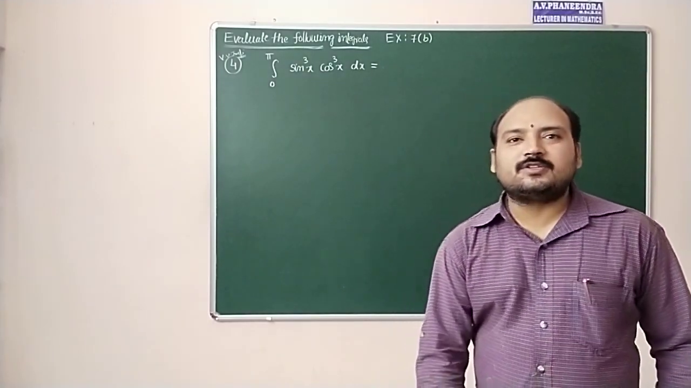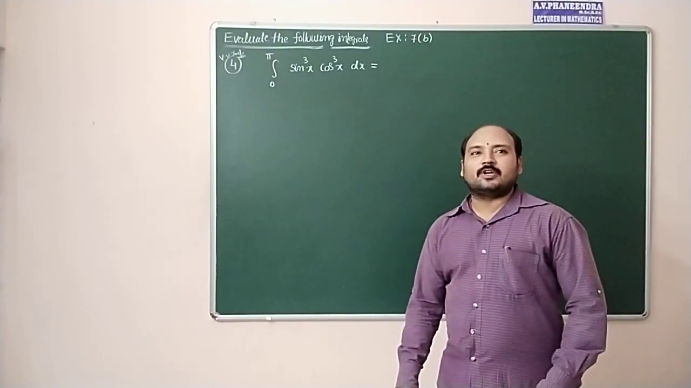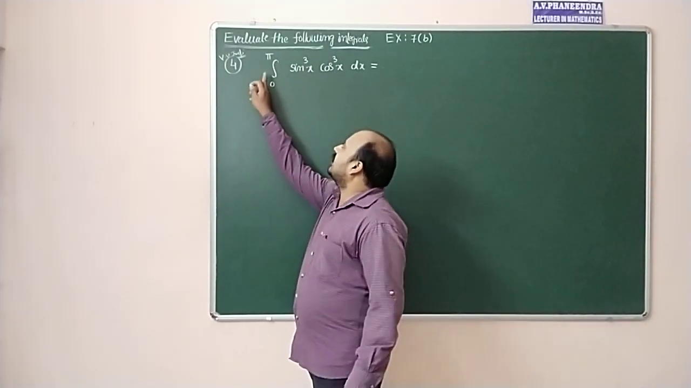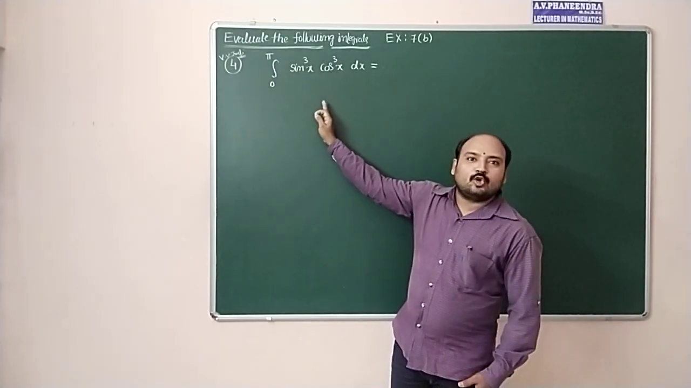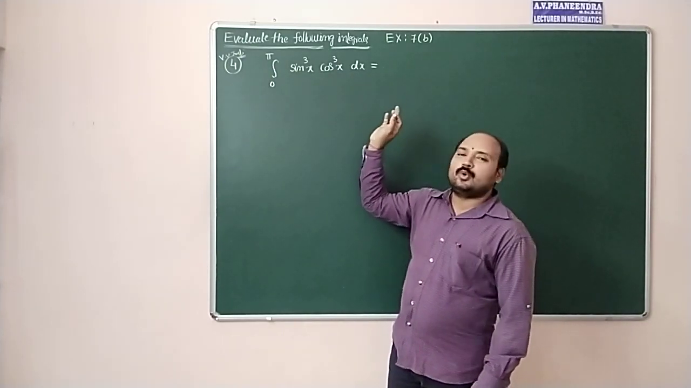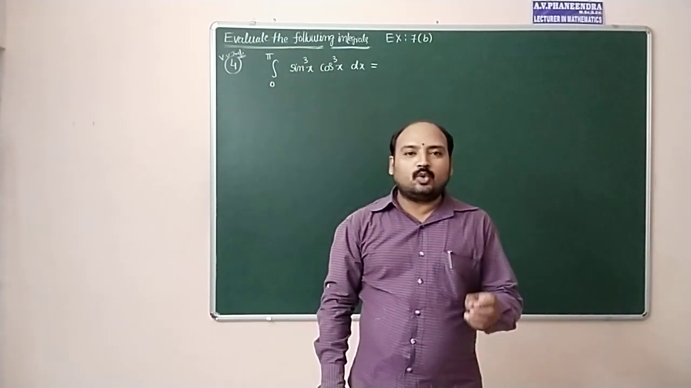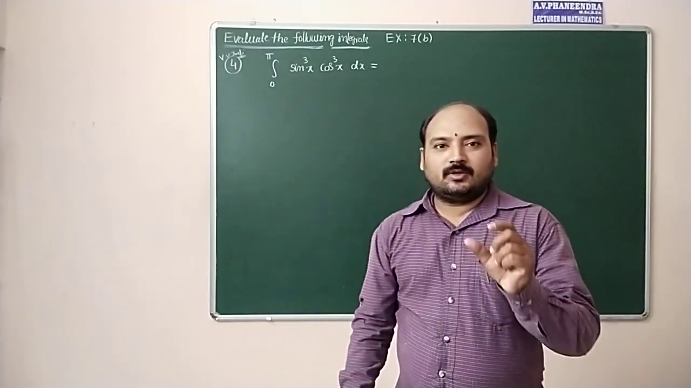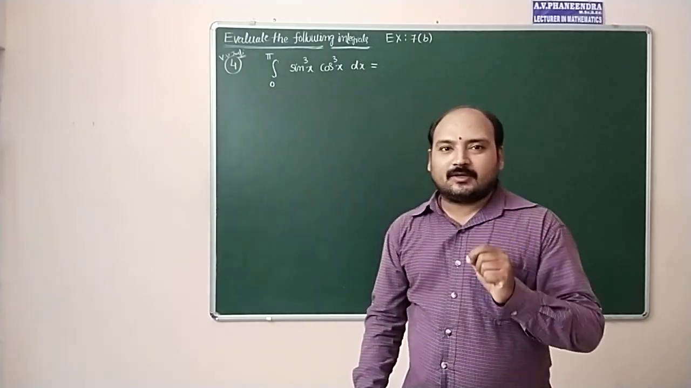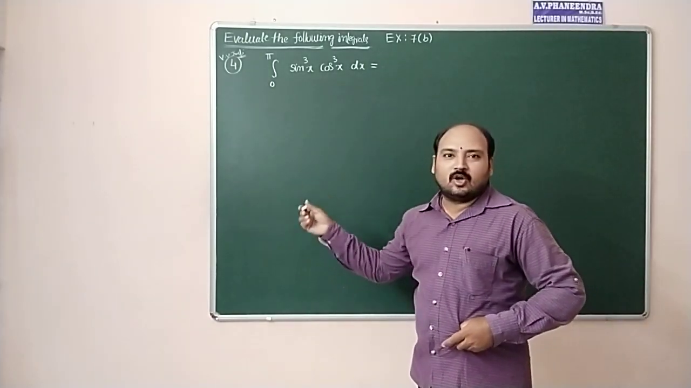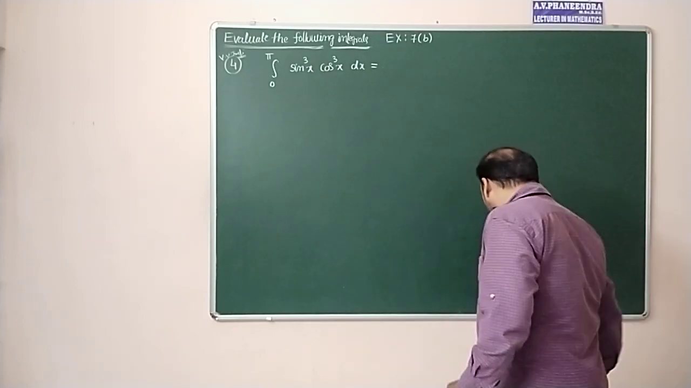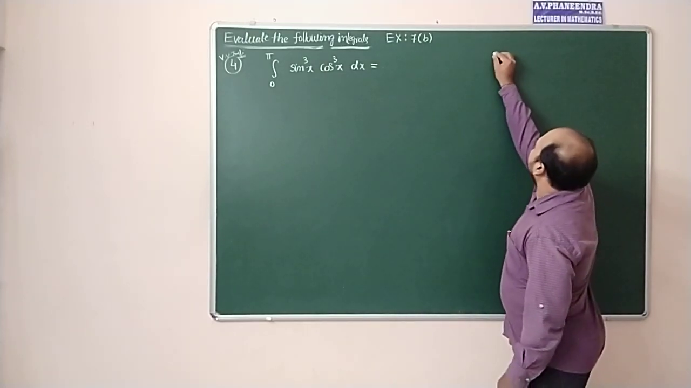The next question is very important for BSAQ, that is very short answer type question. Evaluate integral 0 to pi sin cube x into cos cube x into dx. So to evaluate these type of problems, the property number 8, the last property we discussed in this session, property number 8. What is that property? Once again I will recall that property.